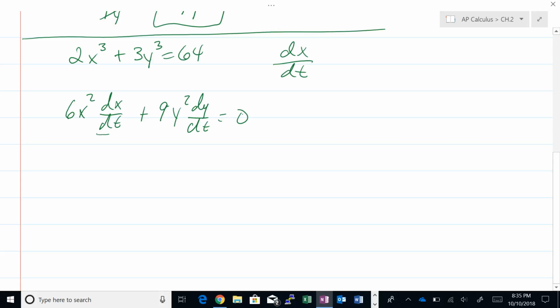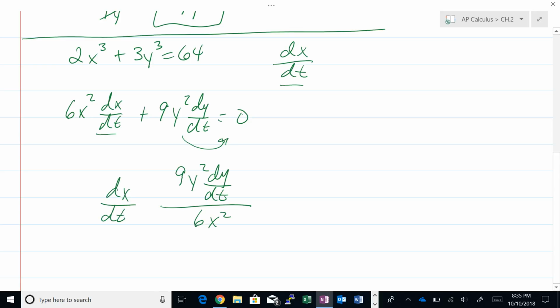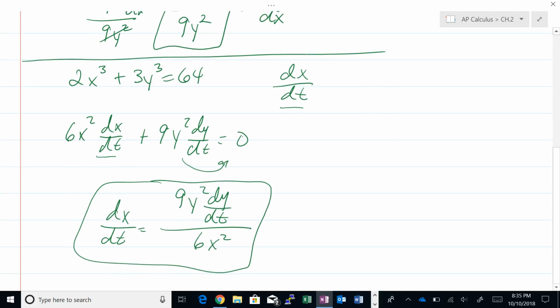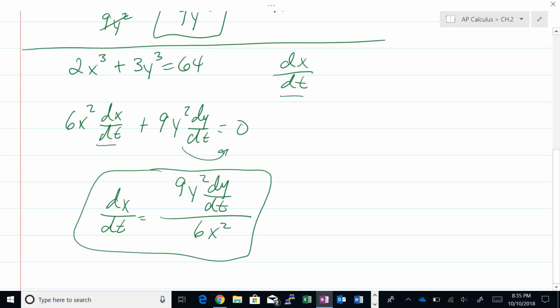And then again, I want dx/dt. So I'll throw this over here. So it would be 9y squared dy/dt, and then I divide by 6x squared. Okay, so in this case, I have kind of a different answer. All right, it's this, and that's okay. And then I could probably give you values if I wanted to, but the point of this is know what I'm asking for.